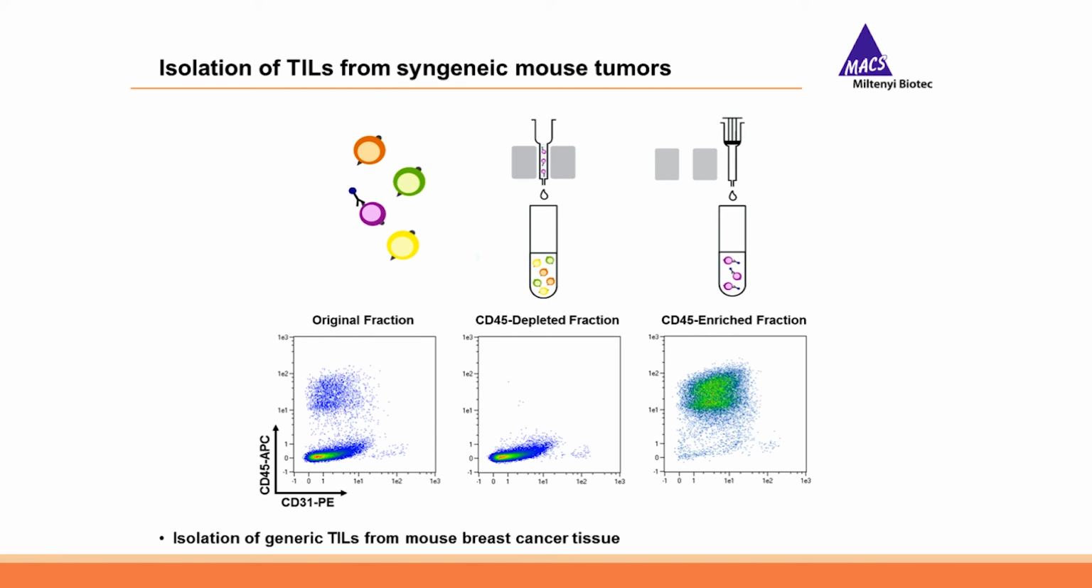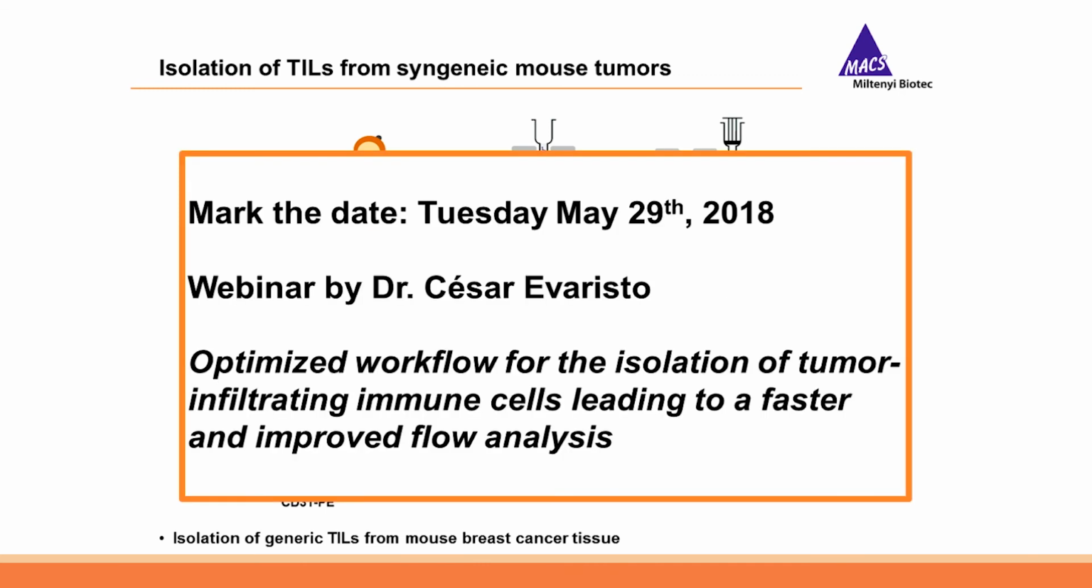And these reagents are now really optimized towards working with dissociated tumor samples because, I mean, there have been CD45 selection reagents available for years or even decades. However, they do not really work on tumor tissue. So now we've brought up this new product line of TIL-specific isolation reagents, and they are really optimized to work straight from dissociated tumor tissue. And as mentioned, I will just go onto touch the basis here, but there will be a dedicated webinar by my colleague Cesar on end of May on the optimized workflow for the isolation of tumor-infiltrating immune cells, leading to fast and improved flow analysis.